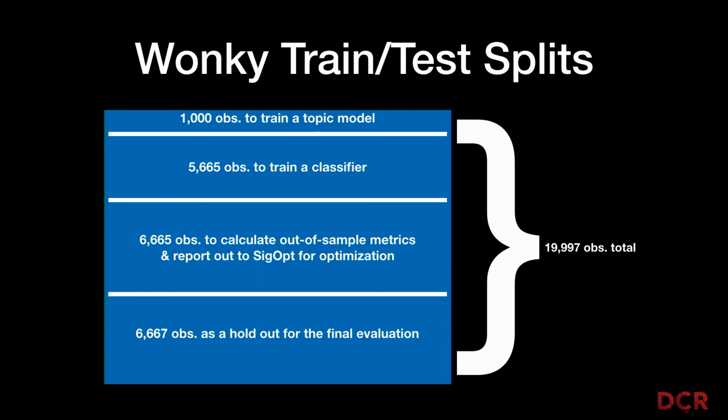And instead, I took my training set and then split off the first 1,000 observations, used that to train the topic model, then got topic predictions for the remaining 5,600 observations, used that to train random forest, and then for that middle validation set there, I then got topic predictions and then random forest class predictions, and then reported those metrics off to SigOpt, so that was all out of sample.